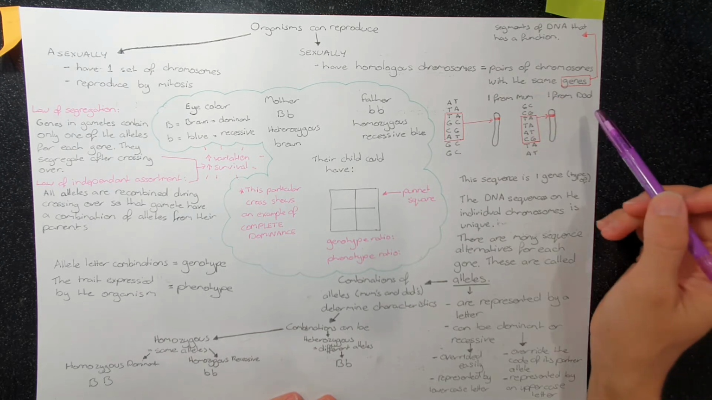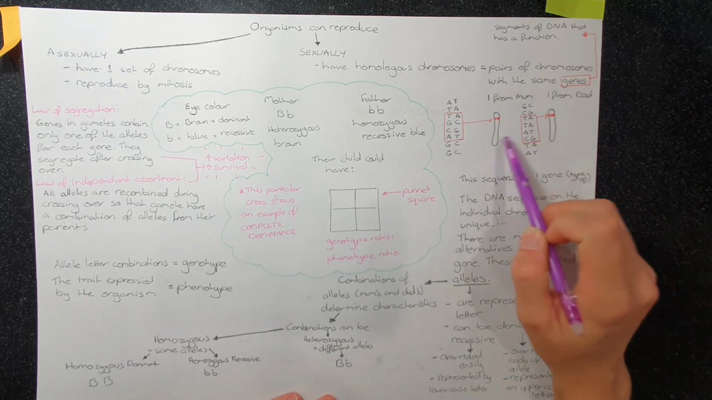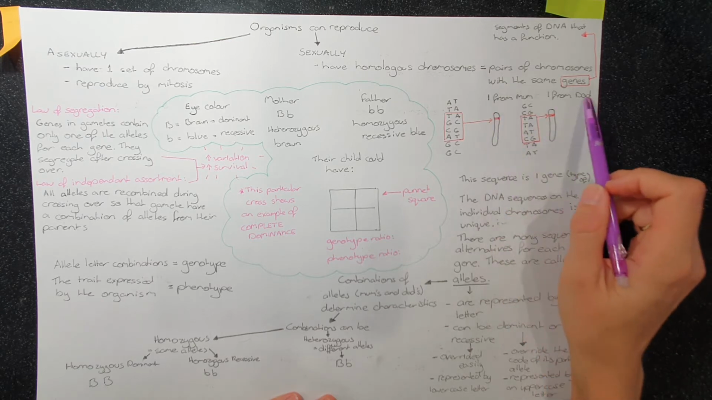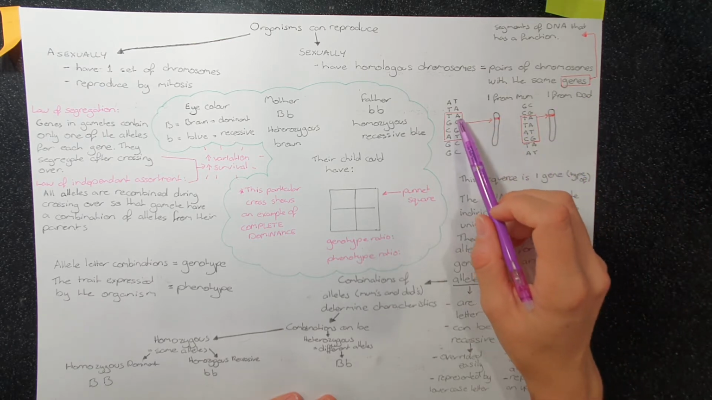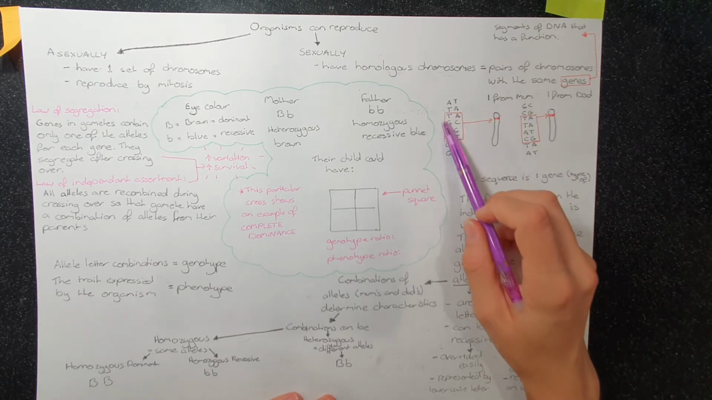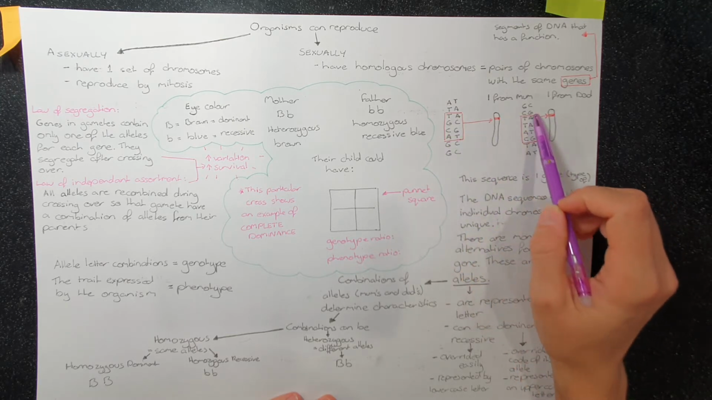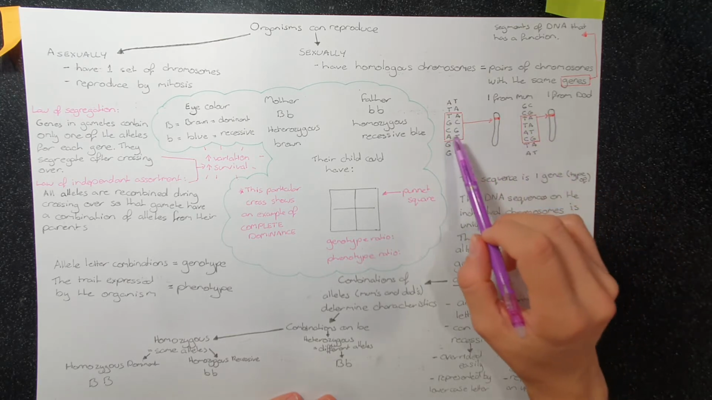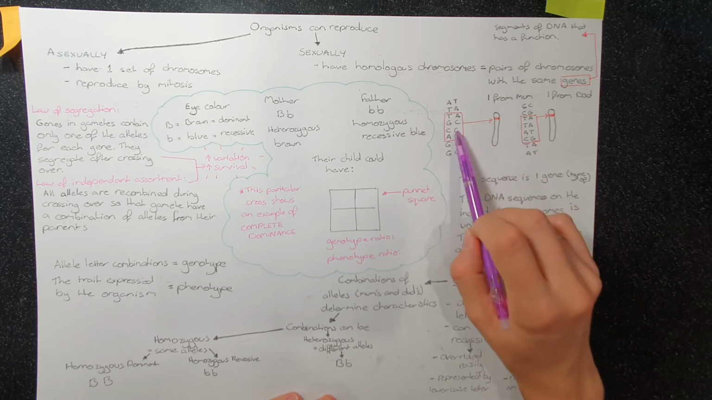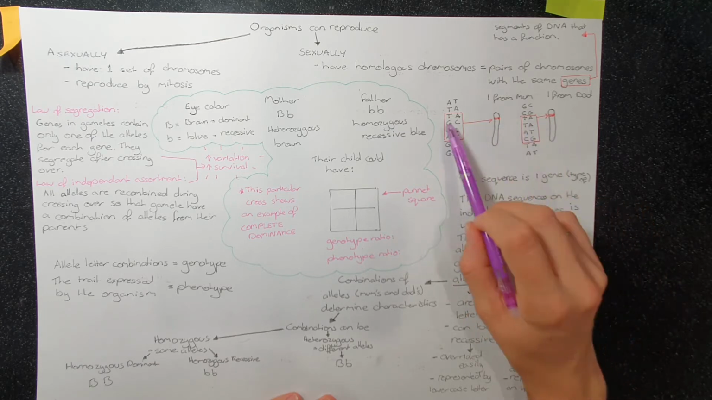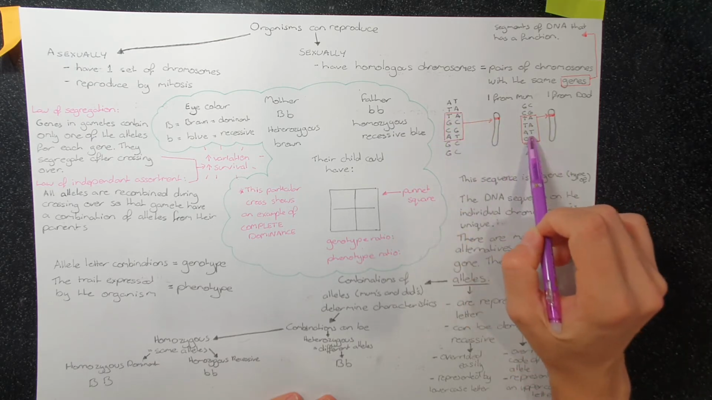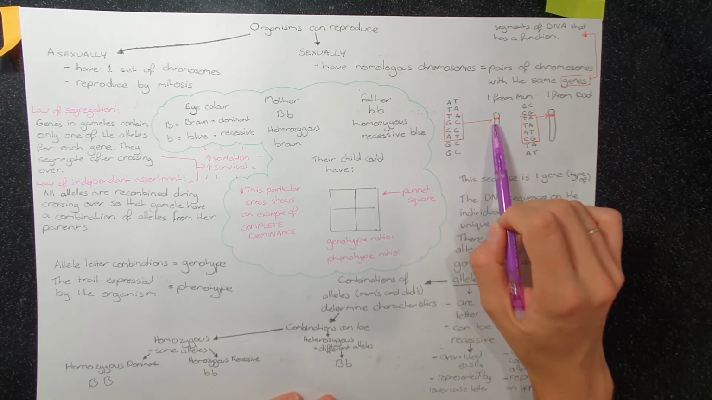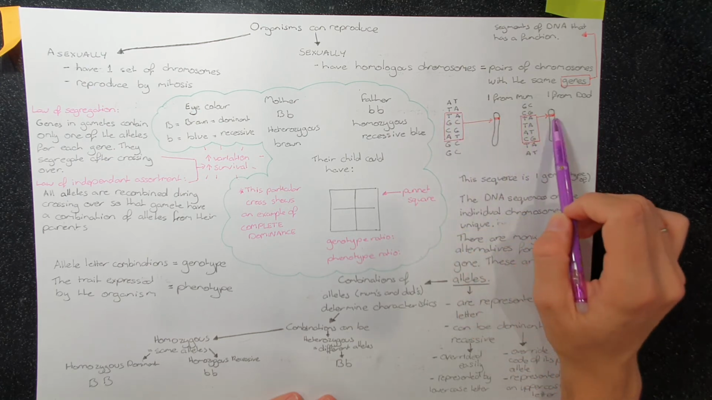Now I've told you that these chromosomes here are homologous, one from mum, one from dad. I've then unwound it and I've had a look at the DNA sequence that is relating to one specific gene. Now this gene is the same gene on each of these. This gene is the same gene as this one, only this one belongs to the mother's chromosome and this one belongs to the father's chromosome.